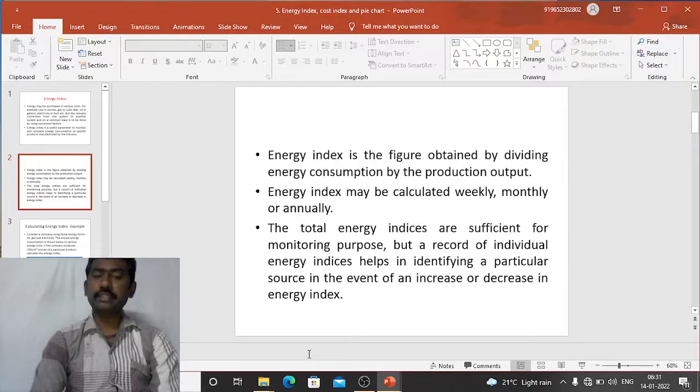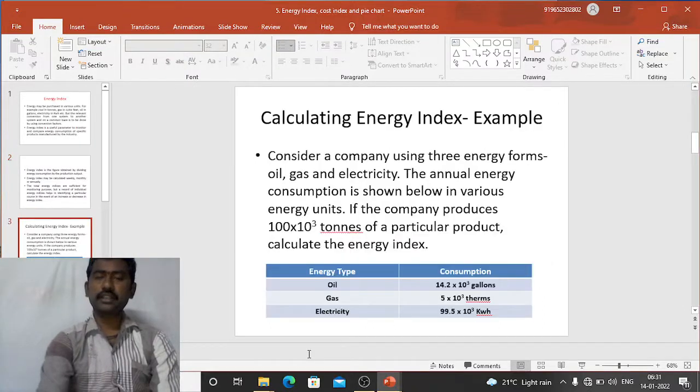And what is meant by energy index? It is obtained by dividing the total energy consumption by the production output. The total energy indices are sufficient for monitoring purposes, but a record of the individual energy indices helps in identifying a particular source in the event of an increase or decrease in the energy index.